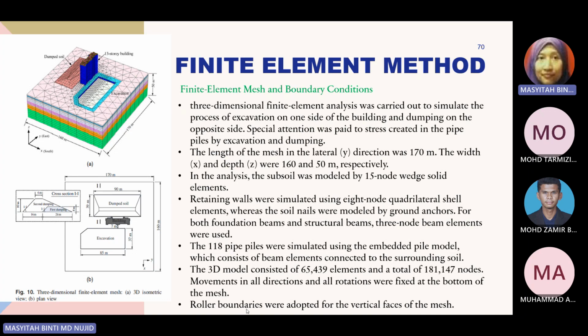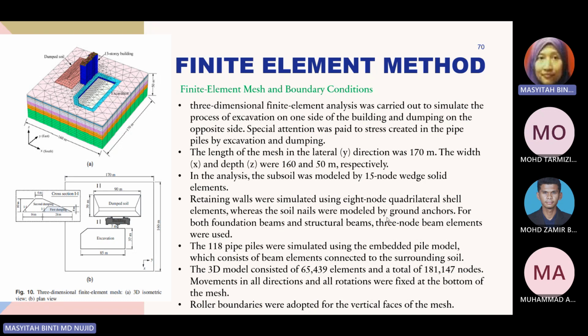So the roller boundaries mean that you are allowed vertical movement, but the lateral movement is restrained. That we call the roller boundaries. If you choose fixed end boundaries, you are not allowing any displacement in X and Y, or moment. Okay, the other part about the modeling: the retaining walls were simulated using 8-node quadrilateral shell elements.